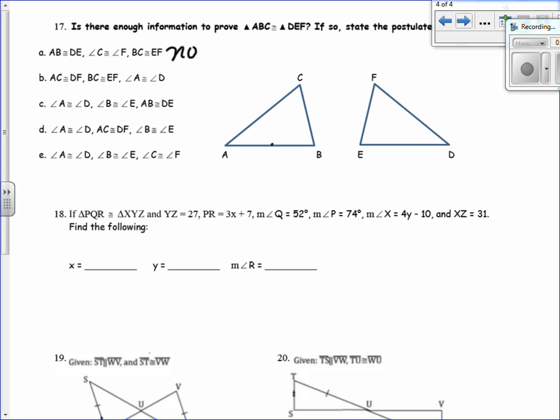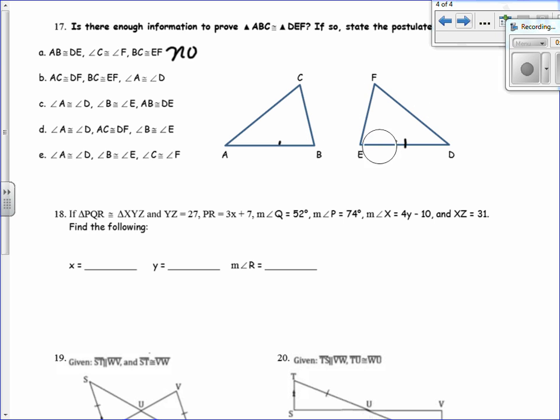Okay? So now let's do B. I'm not going to do all of them. I'll do through C. Let's do B. AC congruent to DF. BC congruent to EF. And AB congruent to DE. Okay? Congruent, yes. Yes, side. Very good.